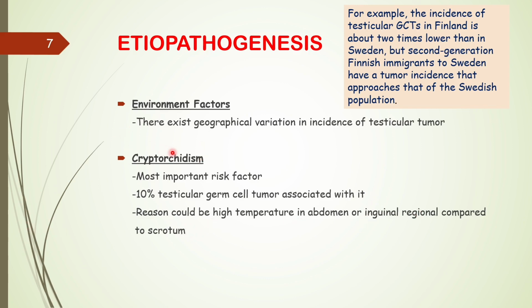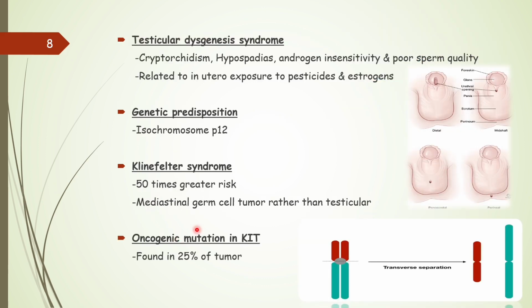What is cryptorchidism? Cryptorchidism means the testes do not reach the scrotum, and during development they get stuck in the abdomen or inguinal region. They should reach the scrotum. In the scrotum, the temperature is very low, and so the testis is protected. But if their growth is arrested in the abdomen or inguinal region, then high temperature could be the reason for development of testicular tumor. So cryptorchidism is one of the important risk factors.